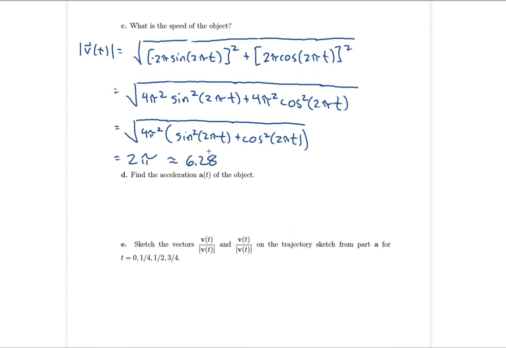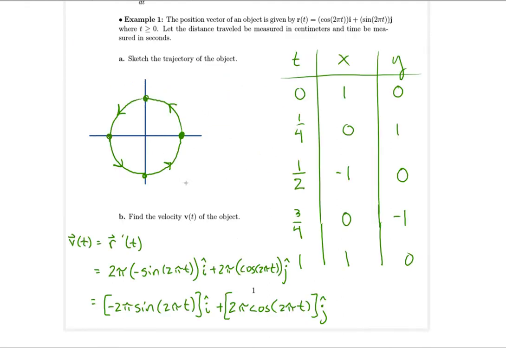And then this is a speed, right? So we can give this meaningful units. Remember that the position was measured in centimeters, the time was in seconds, so we can say that our speed here is 6.28 centimeters per second, and that speed doesn't change at all, right? Because we left this as a generic t, it disappeared. So what we're saying is that in this trajectory of this object that's moving in this circle, the speed remains constant. It's always 6.28 centimeters per second.